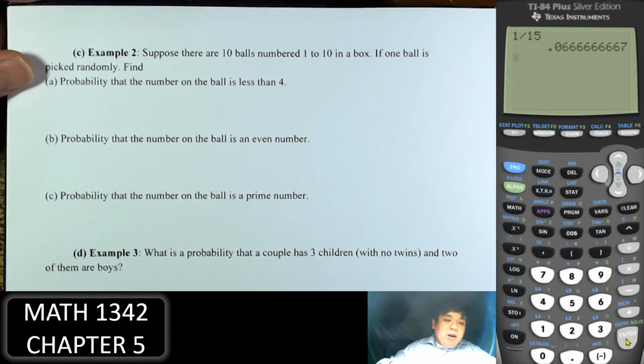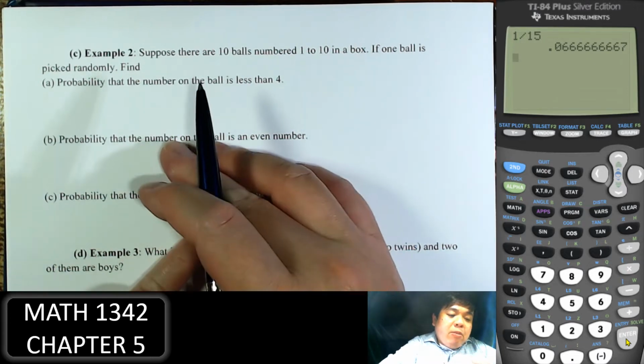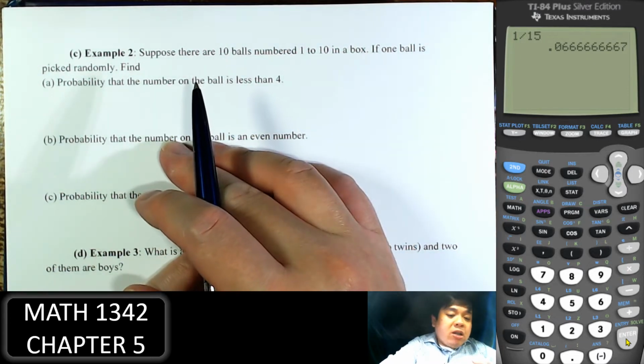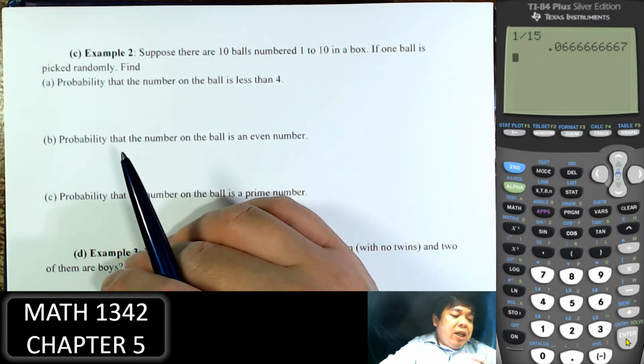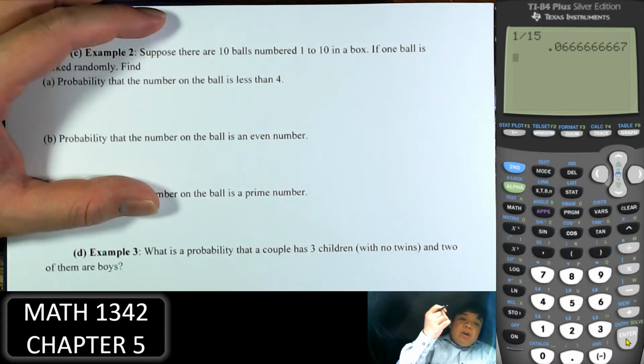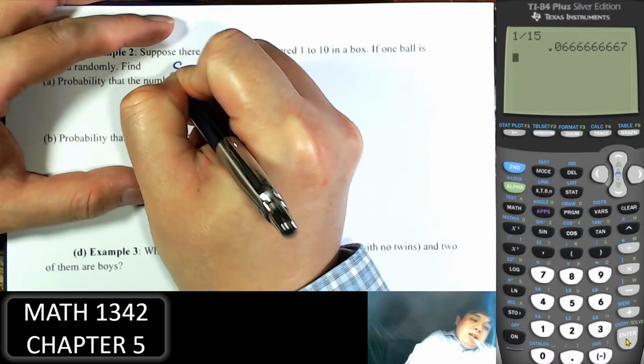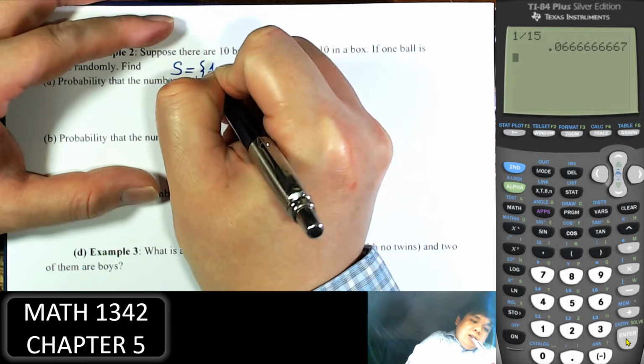Right, more example. Suppose that there are 10 bones, numbered from 1 to 10, in the box. If one bone is picked randomly, find the probability that the number of the bone is less than 4. So first, if the bones are numbered from 1 to 10, the sample space therefore will be 1 to 10.